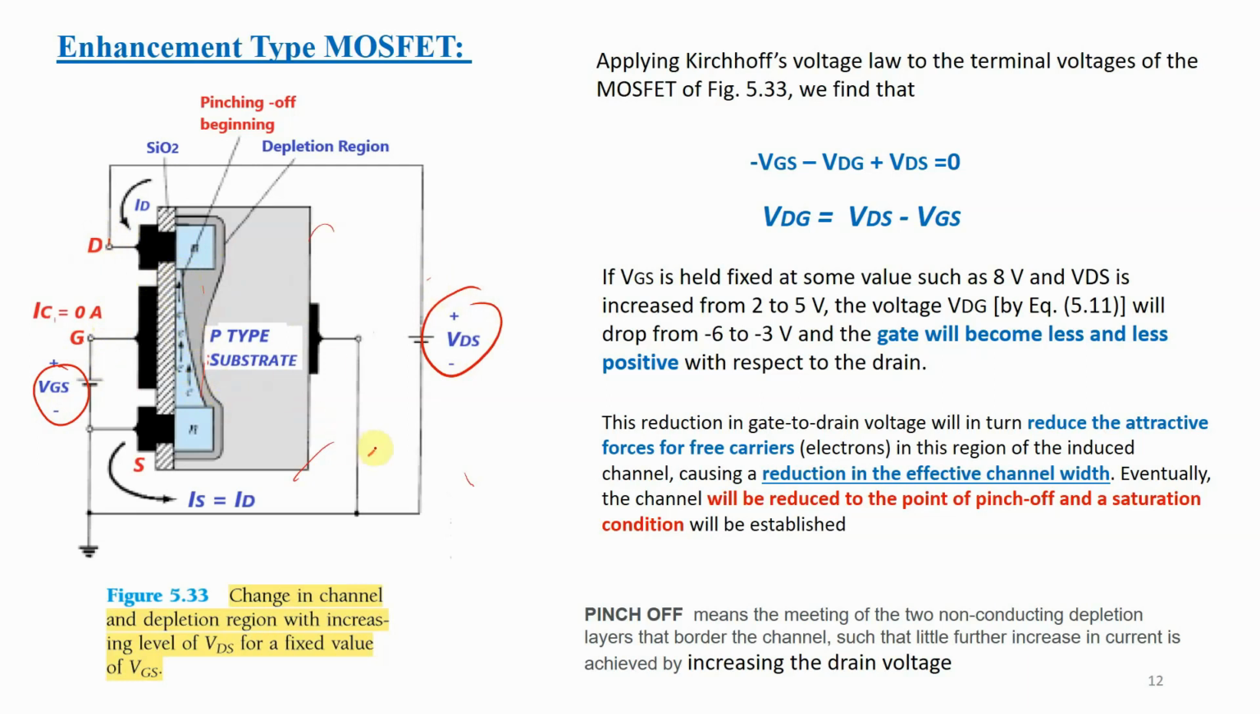Let us apply KVL on this loop. I will have minus VGS minus VDG plus VDS equal to 0, and then VDG will be VDS minus VGS.